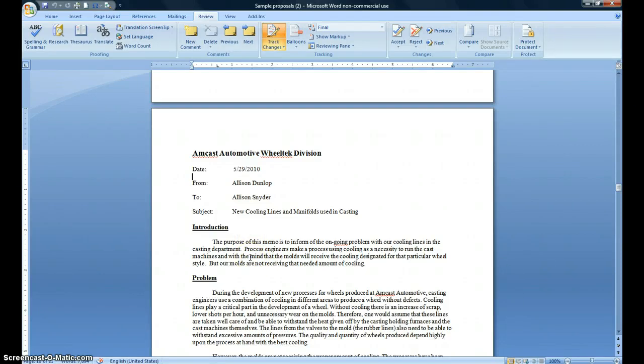The purpose of this memo is to inform of the ongoing problem with our cooling lines in the casting department. Process engineers make a process using cooling as a necessity to run the cast machines, and with the mind that the molds will receive the cooling designated for that particular wheel style. But our molds are not receiving the needed amount of cooling.